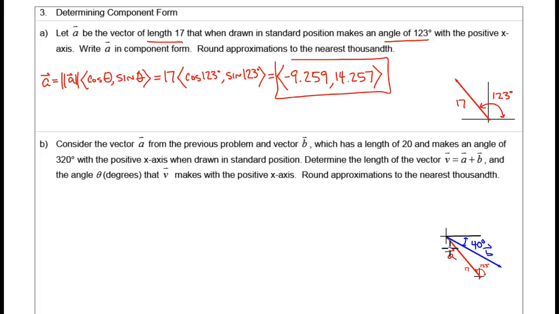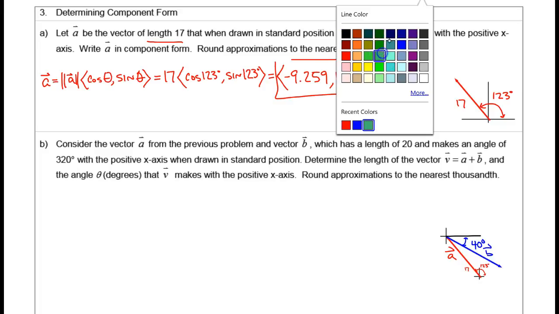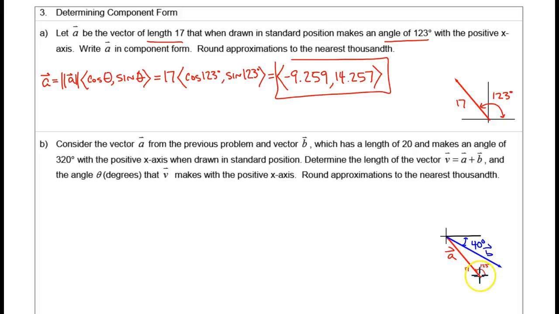So if I've drawn these to scale, and I remember that when I add two vectors, the tail of the first vector to the tip of the second is my new vector, so my new vector should look something like this, assuming that I've got all of this drawn to scale approximately correct. That should be my new vector V. And let's go ahead and do the work to show what the component form of that vector is.